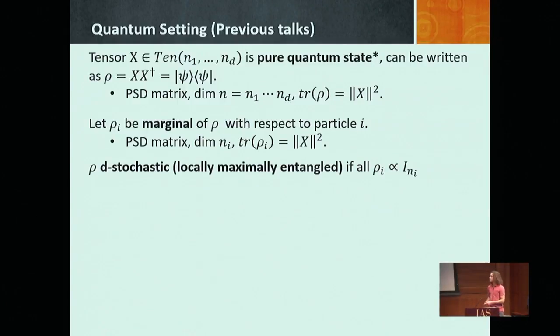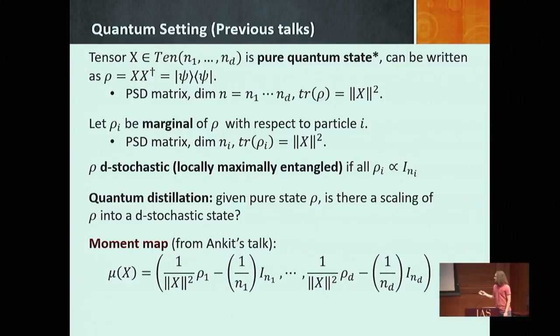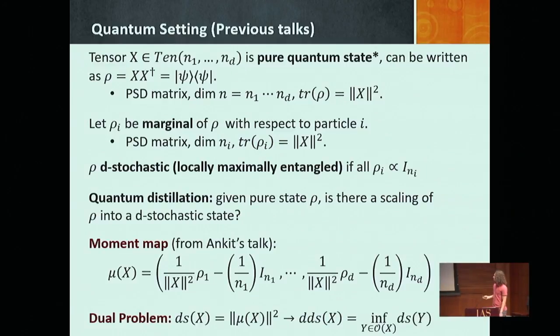Similar to the operator scaling setting. And the quantum distillation problem is, if I give you a pure state rho, is there a scaling of rho into a d-stochastic state? And again, from Ankit's talk, we saw that the moment map for this tensor action is exactly the distance of the marginals of X to the d-stochastic state. So again, the dual problem becomes, once again, no news, finding the minimum distance, the minimum norm of the moment map.